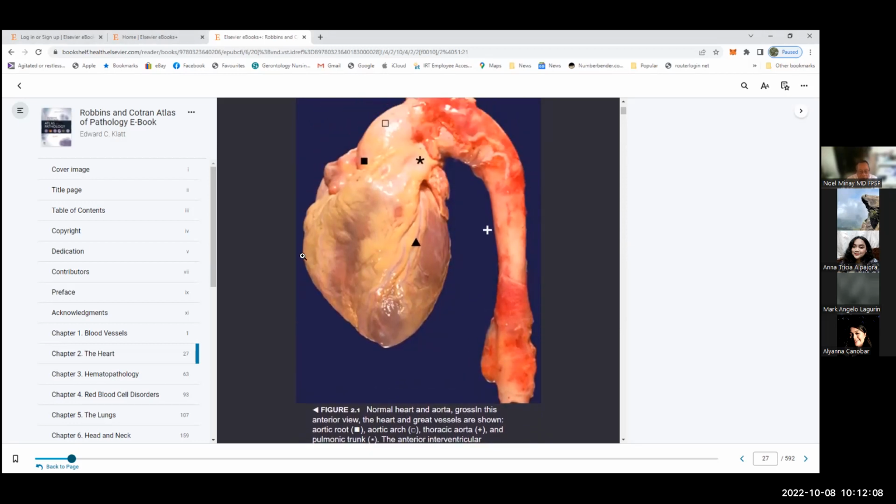Note that the apex is going there. This is the normal appearance of the apex. Pag ang appearance ng apex ay kagaya nung sa itlog, merong diferensya yung heart. Okay? Ito, yung apex niyan dapat medyo patulis. Pag medyo rounded, may diferensya yung heart.